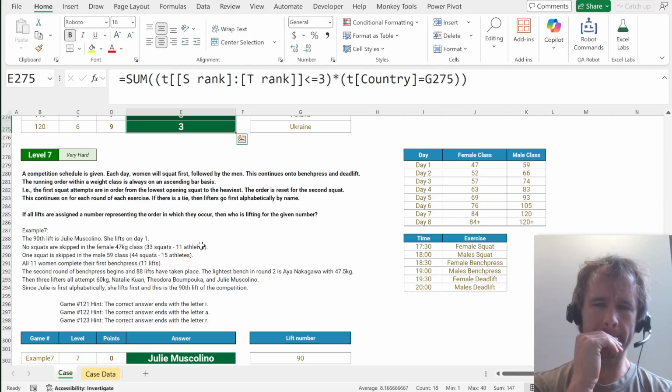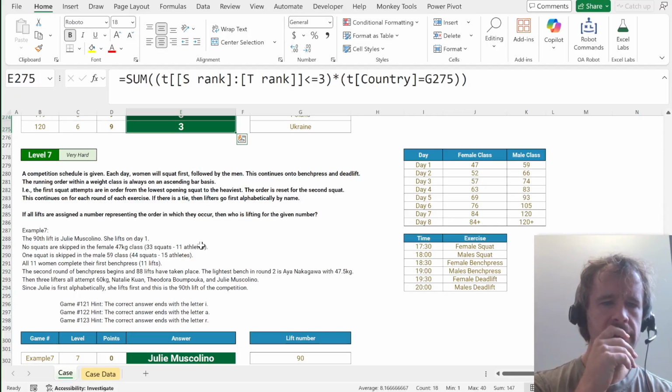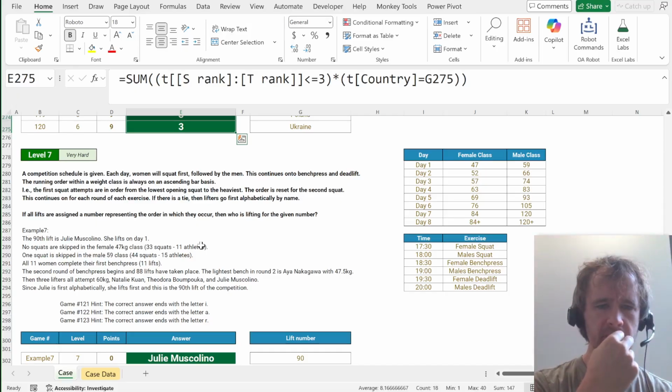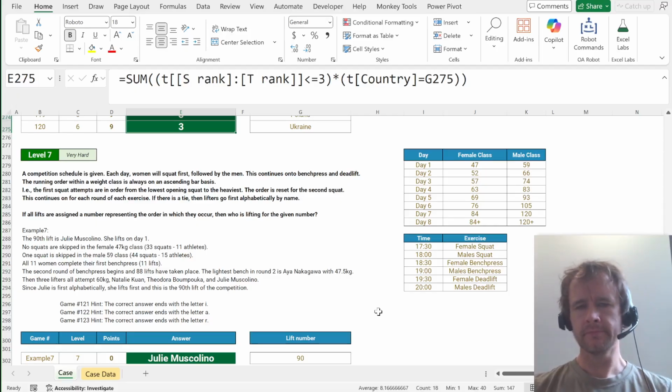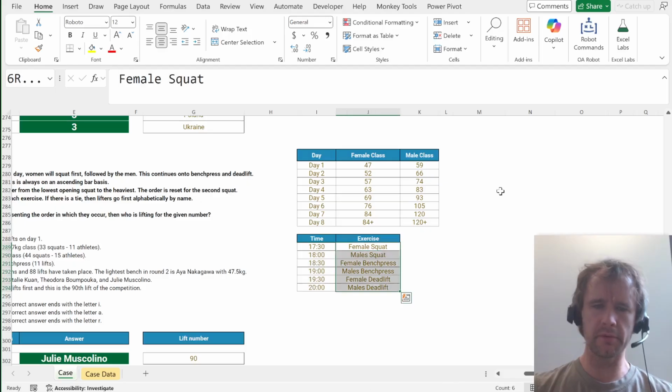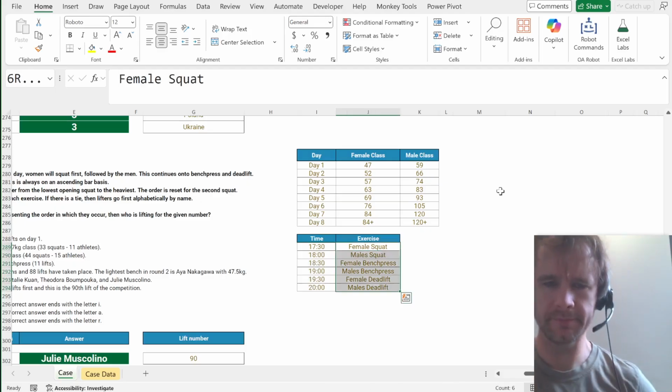Oh my word. 90th lift. This person who lifts on day 1. No squats are skipped. 1 squat is skipped in the male class. All 11 women complete their first bench press. Okay. Does the time have anything to do? Oh, right. That's just the order. Okay.